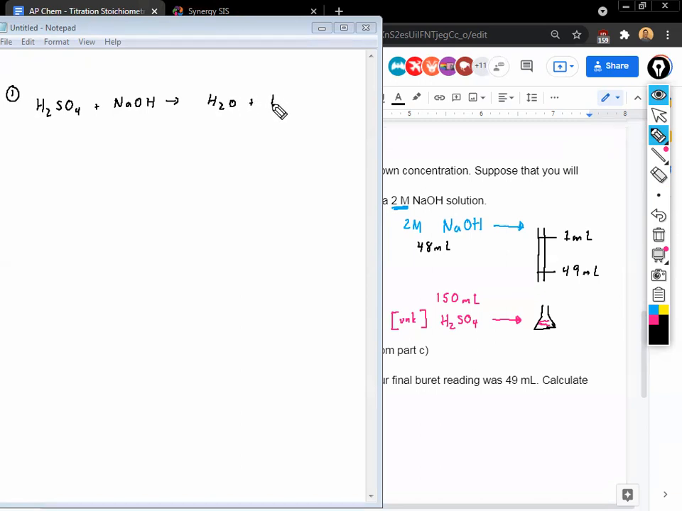And the formula for our salt is Na2SO4, because SO4 is 2 minus. So you're going to need 2 sodiums to cancel that out. Which means we're going to have to balance this equation as well. There's 2 sodiums here, so we're going to put a 2 right here and a 2 right here, and that's how you should balance your equation.